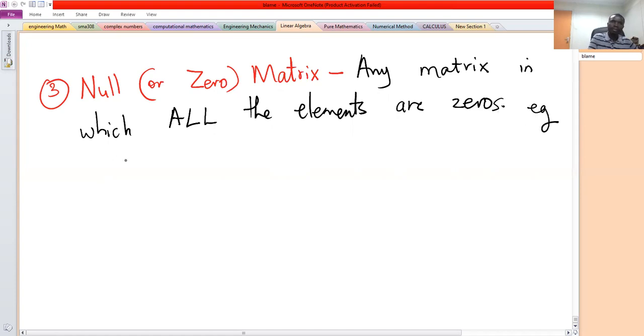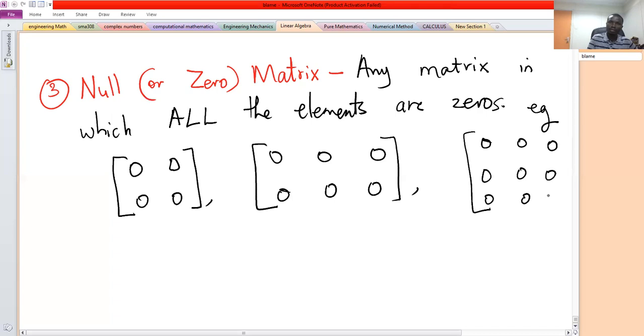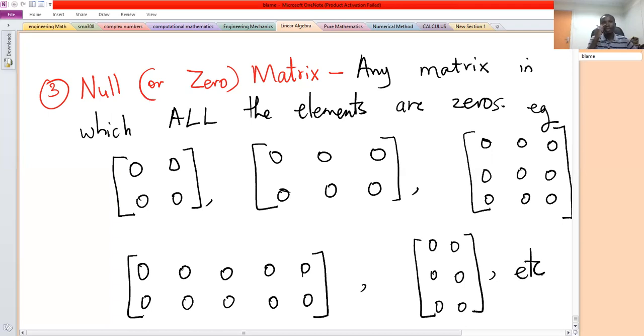For example, 0, 0, 0, 0; or 0, 0, 0, 0, 0, 0; or a matrix of nine zeros; or five zeros; etc. All these are null or zero matrices because all the elements of these matrices are zeros.